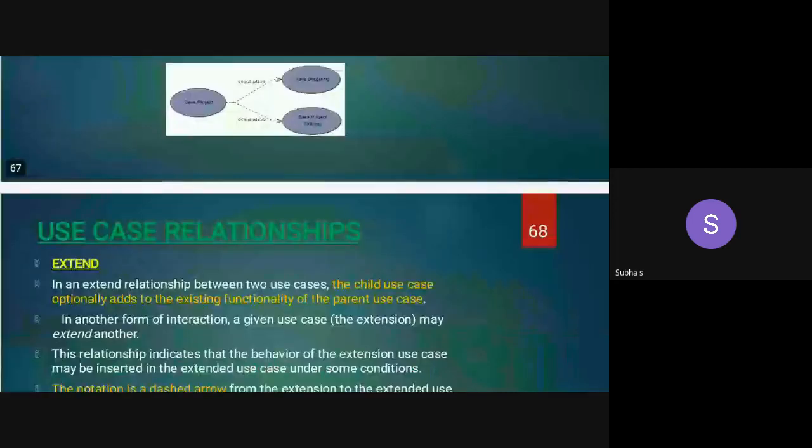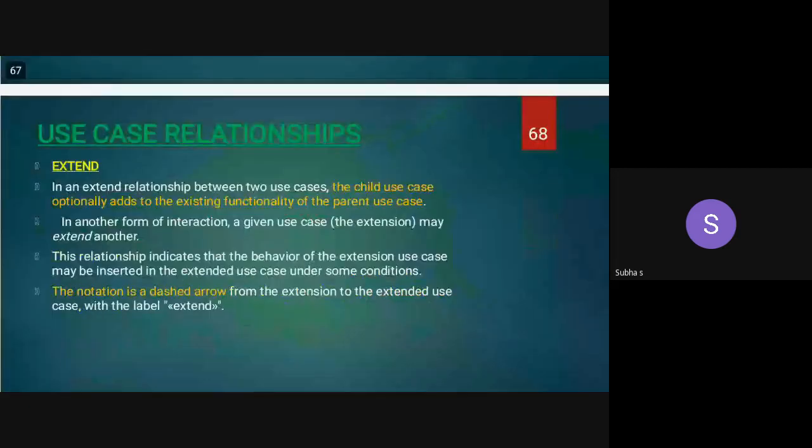Okay. Now we come to the extend. So what is the extend? Okay. Lay out the PPT. What I tell, listen carefully. Here, in the include, the behavior is fed into another use case.